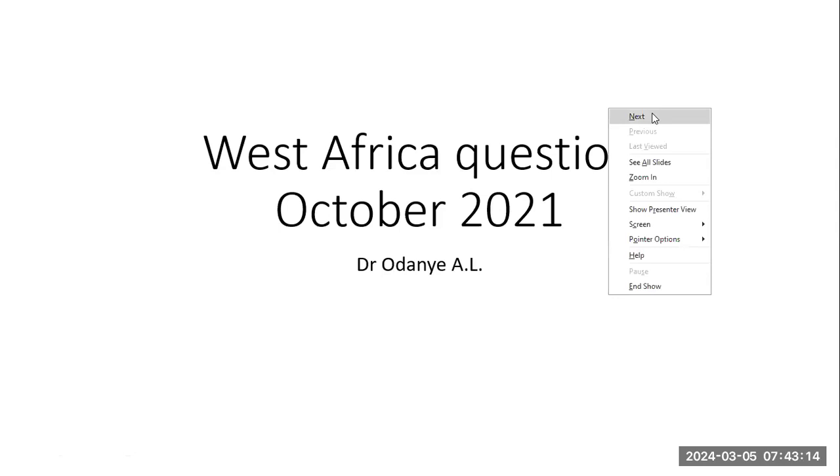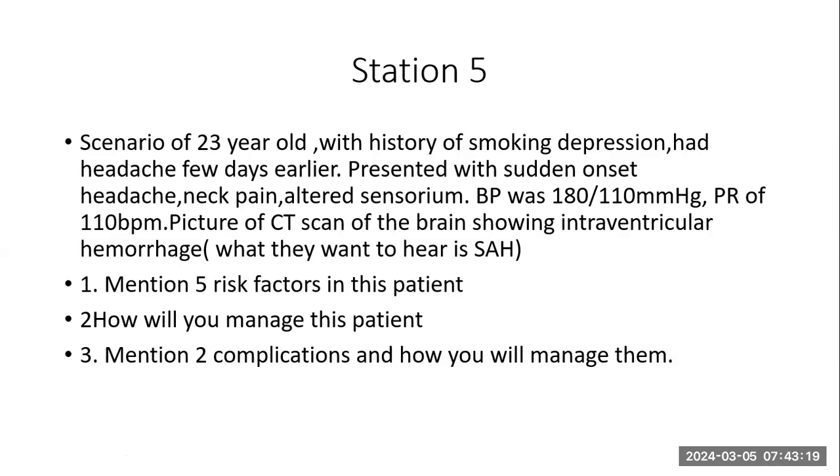Okay, so the question is about a 23-year-old with a history of smoking, depression, and headache a few weeks earlier, who presented with sudden onset of headache, neck pain, and altered sensorium. Blood pressure was 180 over 110, pulse rate was 110 beats per minute. A picture of the CT scan of the brain showing hemorrhage was presented, and from the guide we have here, they're suggesting that the patient likely has a subarachnoid hemorrhage. They asked a number of questions. One was to mention 5 risk factors in this patient and how the patient will be managed. They also asked for 2 complications and how you will manage them.